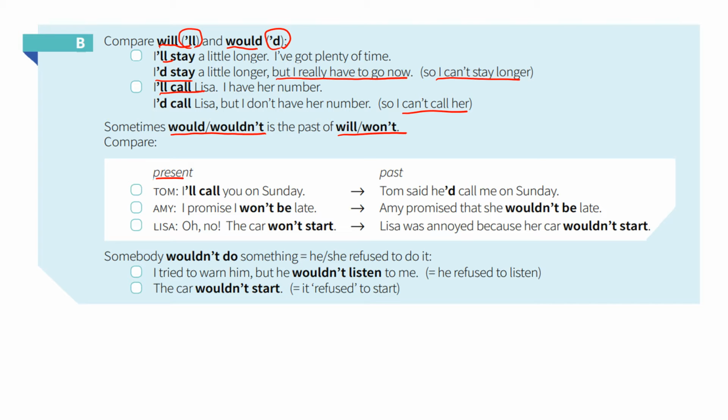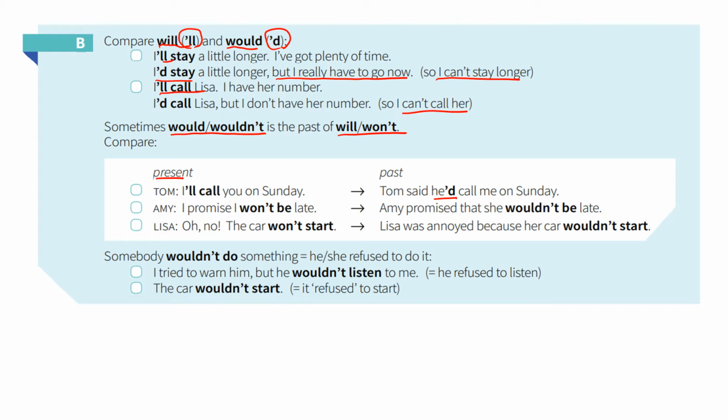Present, Tom says, I will call you on Sunday. In the past, Tom said he would call me on Sunday. I promise I won't be late. Amy promised that she wouldn't be late. Oh no, the car won't start. Lisa was annoyed because her car wouldn't start.